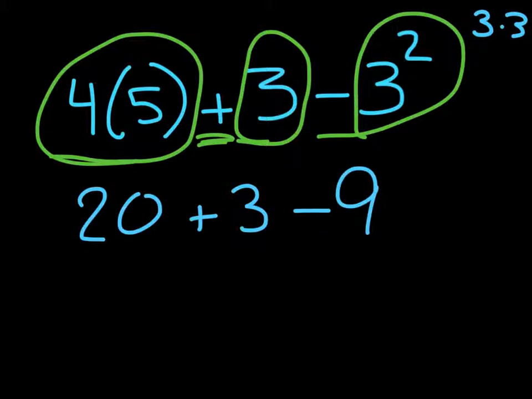And now I'm going to go left to right. 20 plus 3 is 23, and 23 minus 9 is 14, and that should be your final answer.